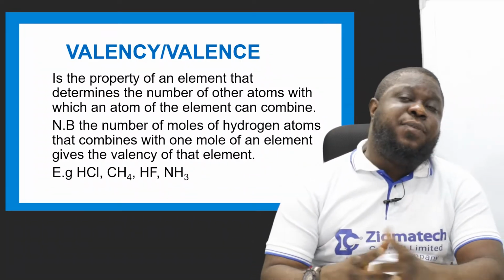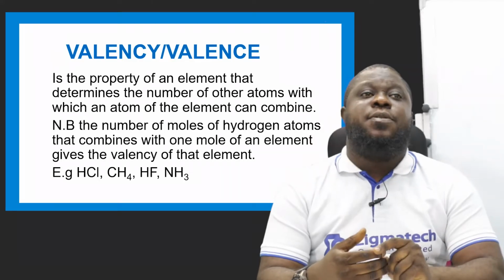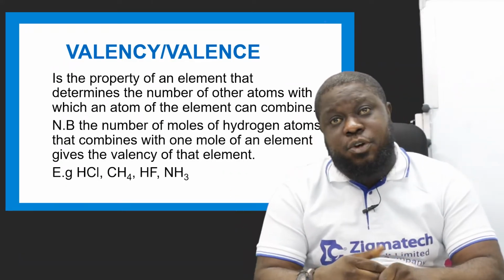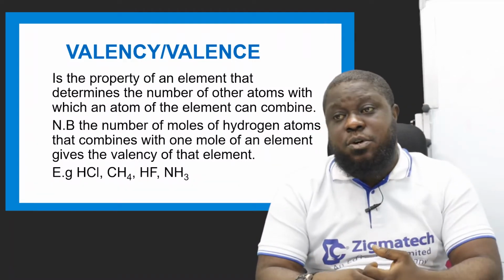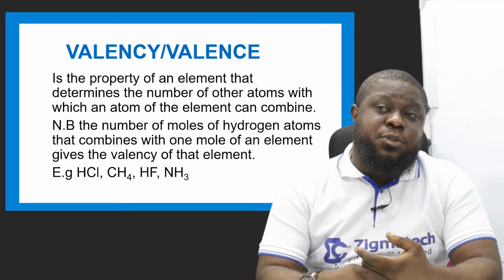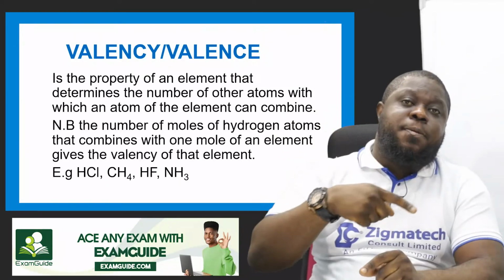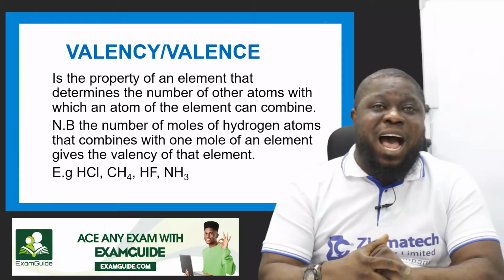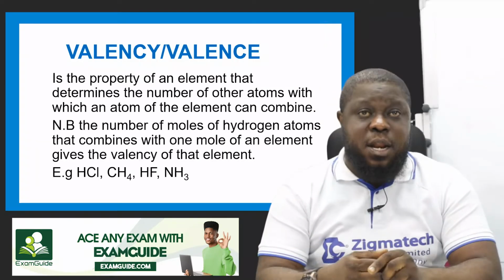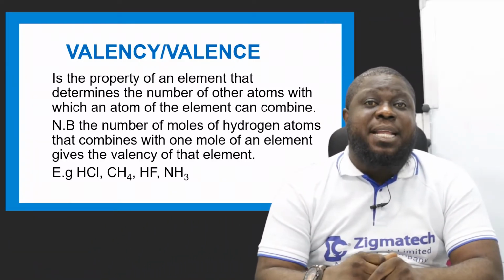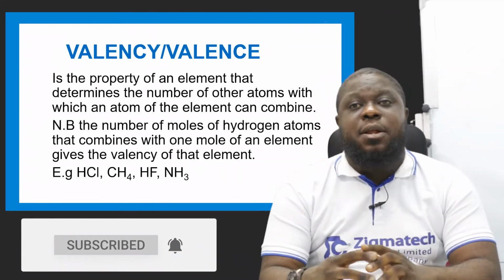Valency or valence. Valency is British, valence is American. They mean the same thing. When we talk about valence electrons, when we're talking about the particles of matter, those electrons that go around in an orbit in the outer shell of an atom are called valence electrons. Now, it's the property of an element that determines the number of other atoms with which an atom of the element can combine.